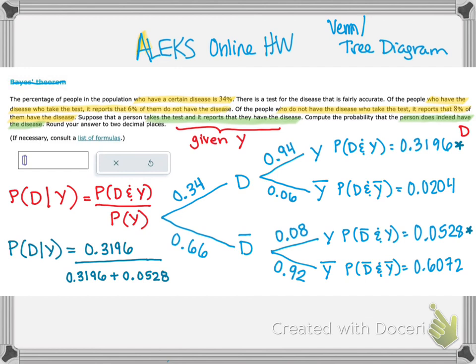And I would end up with the probability of disease given yes is 0.3196 over 0.3724, which is, I'm going to round this to 4 decimal places, 0.8582. So the probability that somebody has the disease given they got a positive test result is 0.8582.